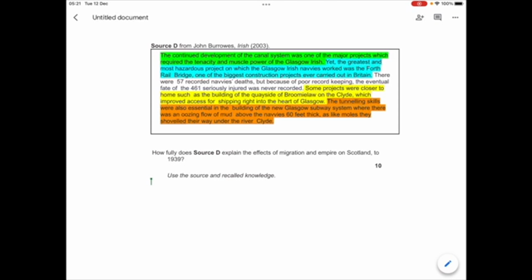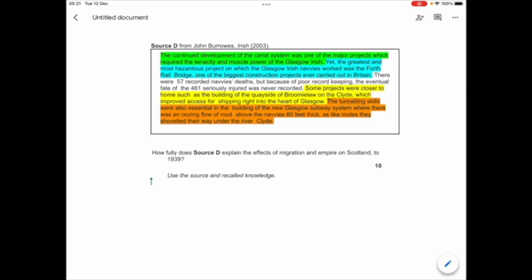So here is our source. It's source D, and the question says, how fully does source D explain the effects of migration in the empire from 1939, and it's worth 10 marks. And you'll notice that I've already highlighted in the source the 4 possible source points. So as I mentioned to you, you have up to 4 marks of source points. However, we would recommend that you only take 3 and you use that remaining part of your answer for your omission points.